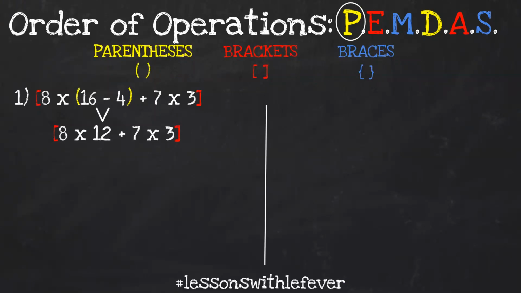Inside of my brackets, I have 8 times 12 plus 7 times 3. There are no more parentheses here, even though the rest of the equation is in brackets. How do I know what to do first? Well, multiplication is first, then I have addition, and then I have another set of multiplication. I always do multiplication before I add. So I'll do 8 times 12, which gives me 96. Then I drop down the rest of that equation.